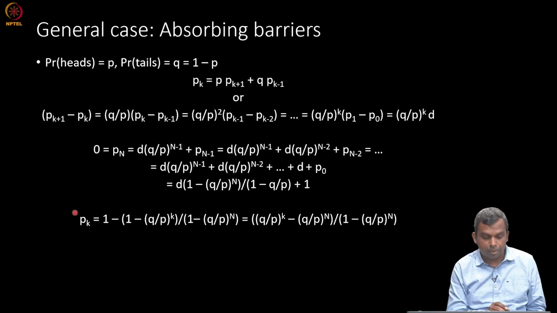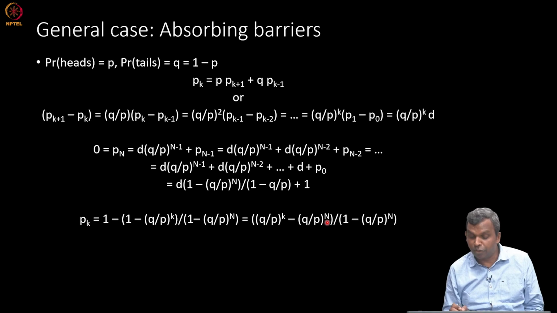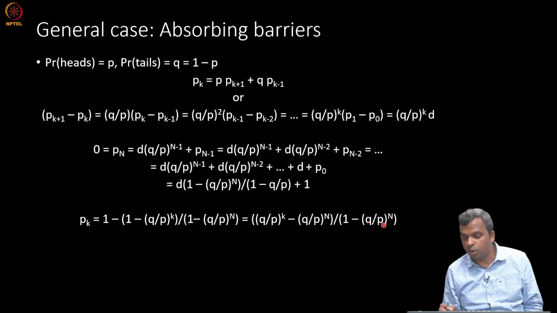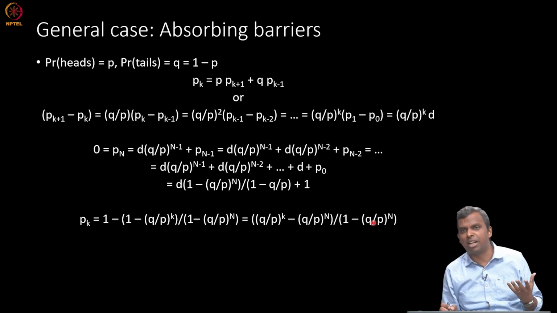You see that Pk, the probability of ruin, is a fraction. What is in the denominator is 1 minus (q/p)^n. Q is the probability of tails, p is the probability of heads, right? So q/p represents the unfairness, how much more probable it is to be tails over heads. Even if it is a little bit, you raise it to the power n, so 1 minus (q/p)^n is in the denominator. In the numerator, you have (q/p)^k minus (q/p)^n.